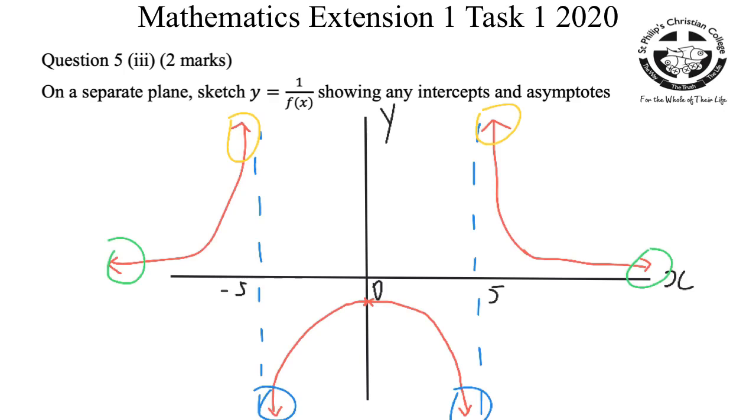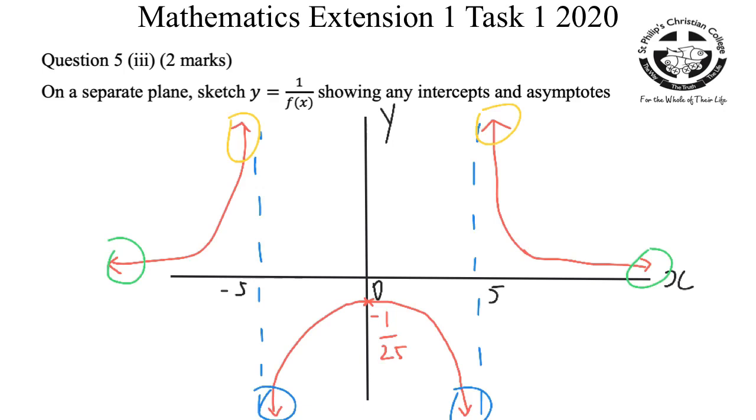So for our couple of marks there, you did need to show the intercepts and asymptotes. I haven't written mine on there, but I've talked about it. That y-intercept is negative 1 over 25. You did need to show that. There's no x-intercepts here, so you couldn't show those.